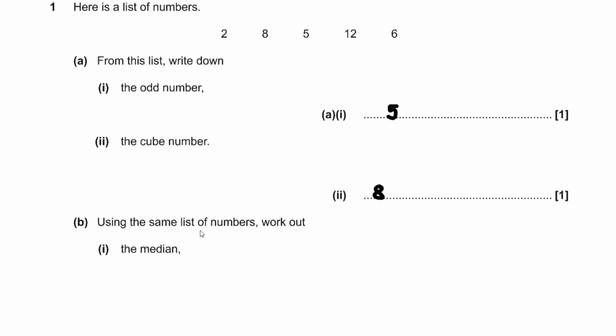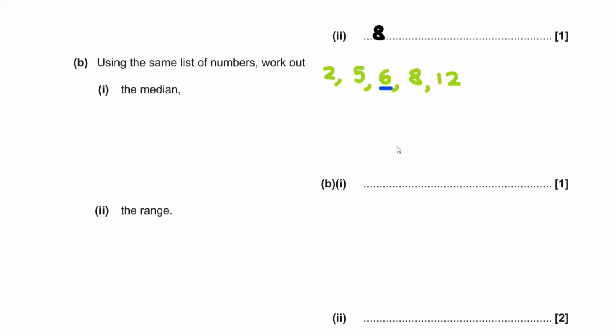Part B. Using the same list of numbers, we have to work out for the first part the median. What we need to do to begin with is write the numbers in order of size. We have 2, 5, 6, 8, 12. From this, the median is the middle number that would correspond to the 6. So 6 is the median.